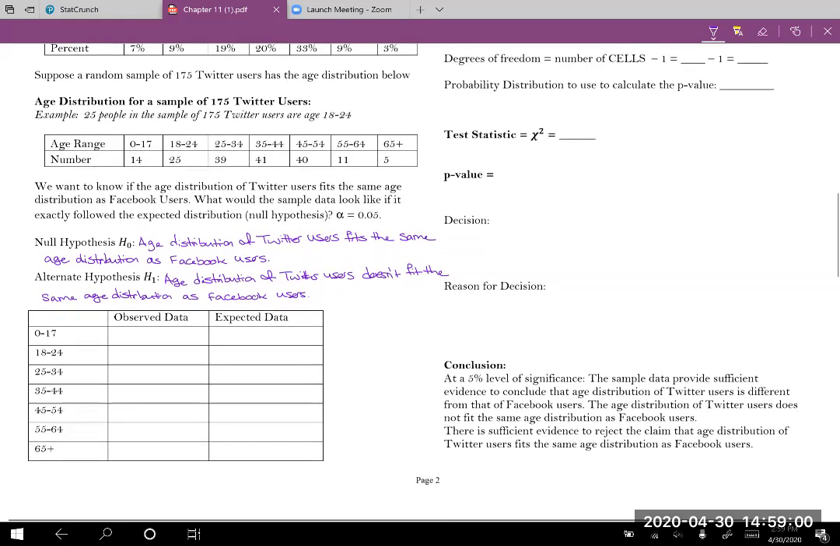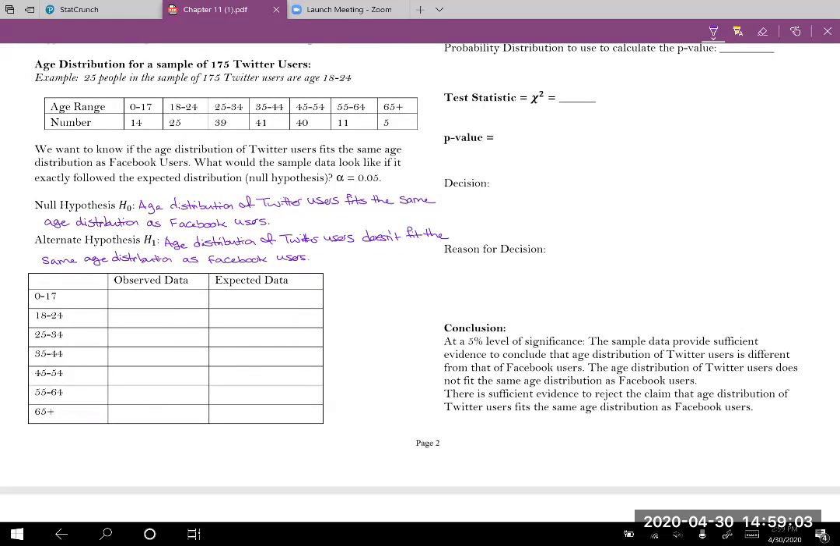So I have the categories, the ages, and the observed data, which is what's given to you. It's the 175 Twitter users. 14 are between the ages 0 to 17, 25 are between 18 to 24, 39 are between 25 and 34, and so on. So 41, 40, 11, and 5.